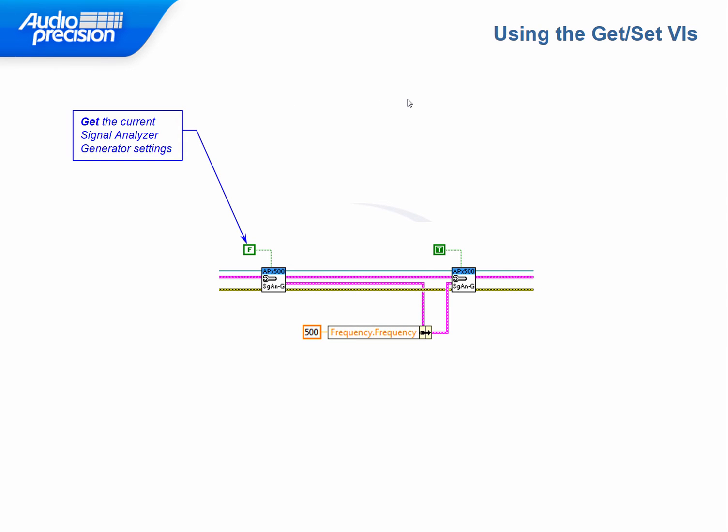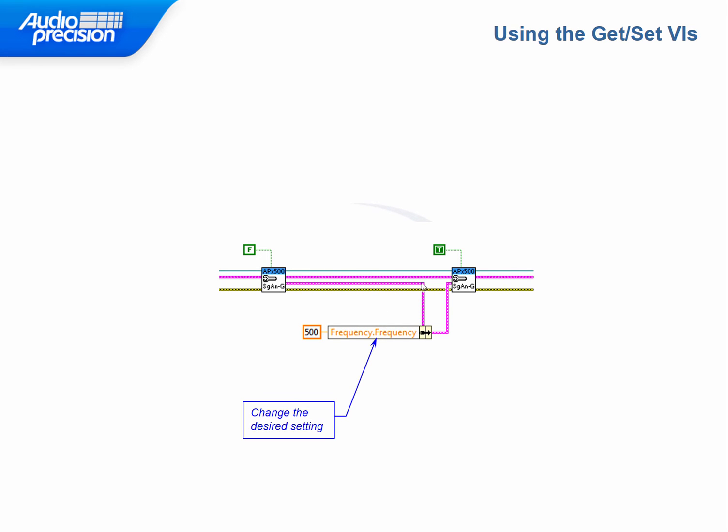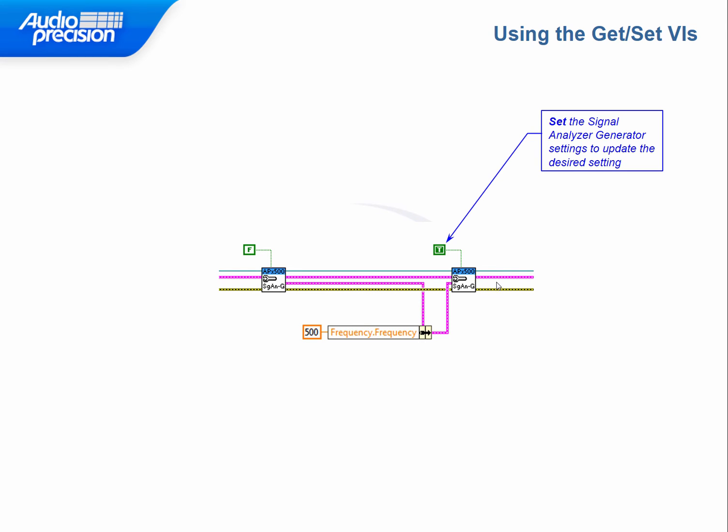Now these get set VIs are all used in a similar fashion. Typically what we do is we call the get set VI with the Boolean, named set, which is set to false by default. So we call it with the set Boolean set to false to get the current generator settings. Then we wire this to a bundle by name cluster, and we change the desired setting. And finally, we call that get set configuration VI again, but this time with the set Boolean equal to true, and that causes the value to change.